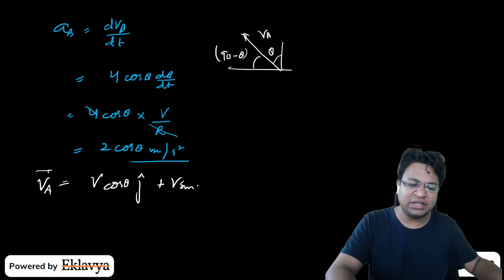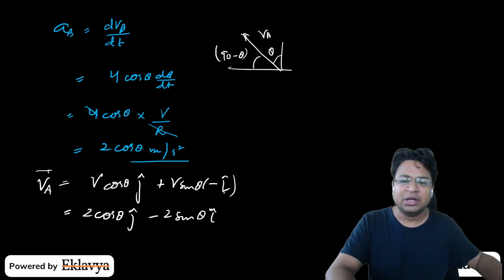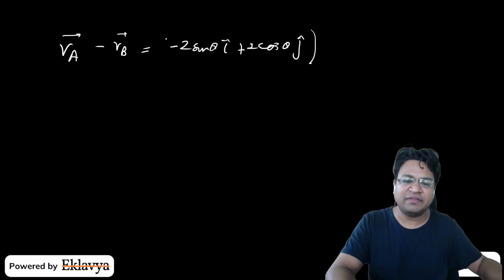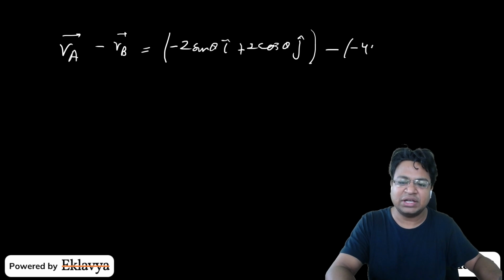So V sine theta minus I cap, and the value of V is 2. So it will become 2 cos theta j cap minus 2 sine theta I cap. Now, when you do VA minus VB or VB minus VA, let's do VA minus VB. So VA vector was minus 2 sine theta I cap plus 2 cos theta j cap. This was VA vector. What about VB vector? VB vector was minus 4 sine theta I cap.